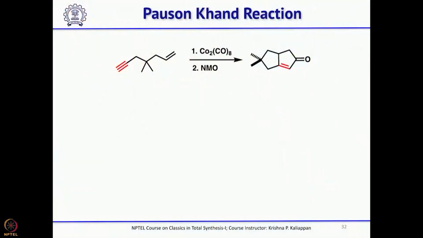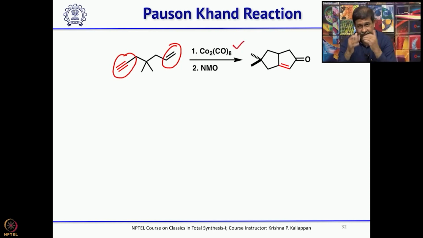The Pauson-Khand reaction is one reaction that people routinely use to make 5-membered rings. For example, if you have a double bond and a triple bond appropriately placed, and you treat with dicobalt octacarbonyl followed by oxidation with N-methylmorpholine N-oxide or dimethyl sulfoxide, one can get the corresponding cyclopentanone. Depending on the ring size, the other ring can be 5-membered, 4-membered or any ring, but this Pauson-Khand reaction will give a 5-membered ring. Particularly, this reaction works well if the other ring is 6-membered or 5-membered.